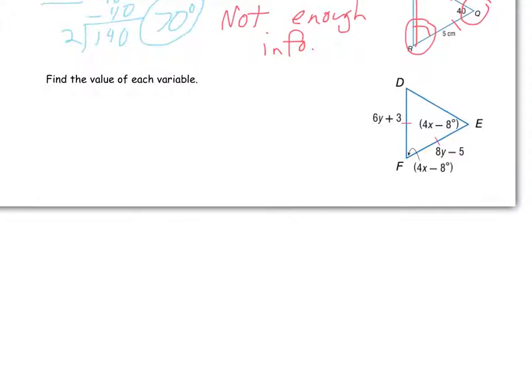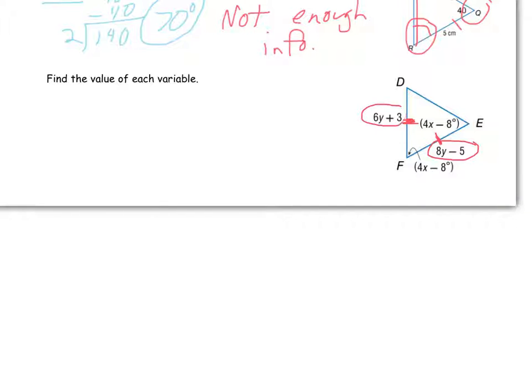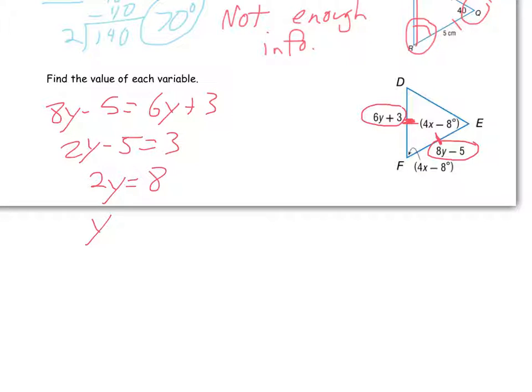All right, and the last page on this note says to find each variable. So what we have is an isosceles triangle, or at least I know that these two lengths are congruent, which means this length, 8y minus 5, is equal to 6y plus 3. So I can find y by setting those equal to each other. Subtract 6y. Add 5 to both sides. Divide by 2 and y equals 4.